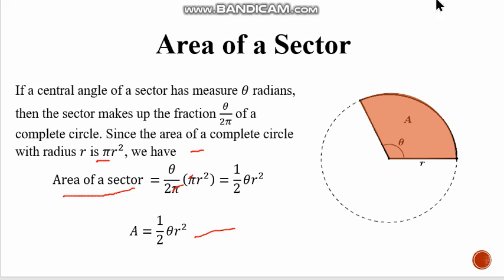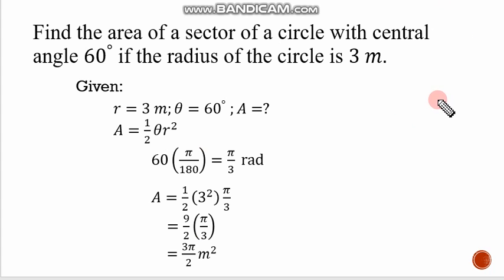For an example, we will find the area of a sector of a circle with central angle 60 degrees if the radius of the circle is 3 meters. The radius is 3 meters, the angle is 60 degrees, and we will be looking for the area of the sector. Now, we have the formula, which is area equals 1/2 times theta r squared. You observe that this is in degree measure, so let's convert it to radian measure.